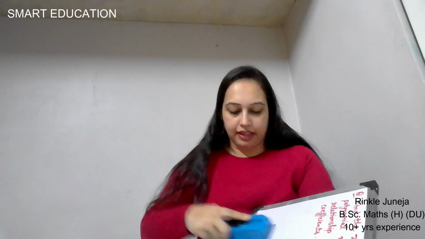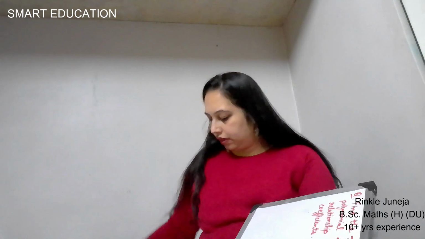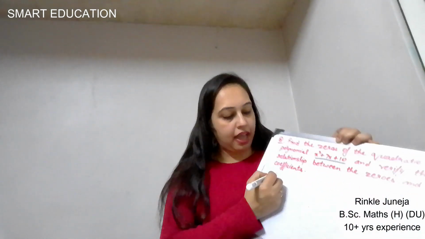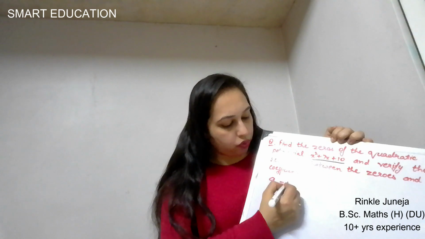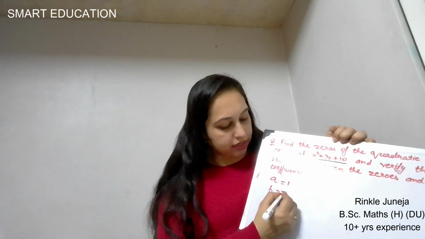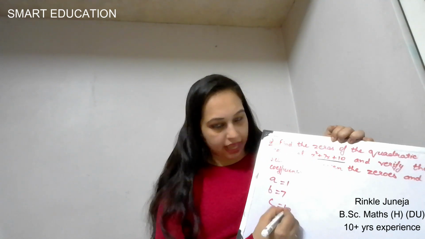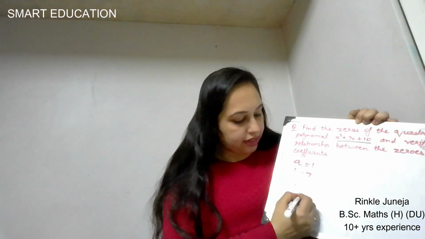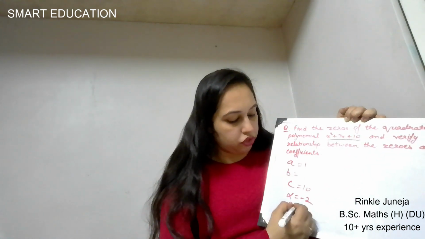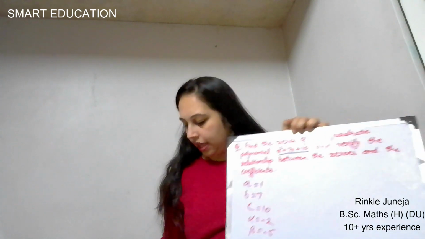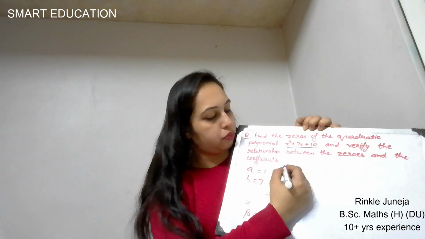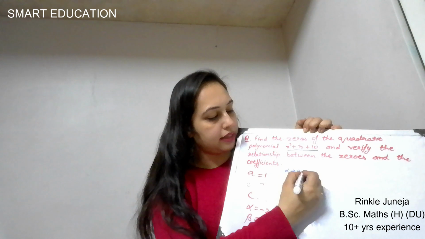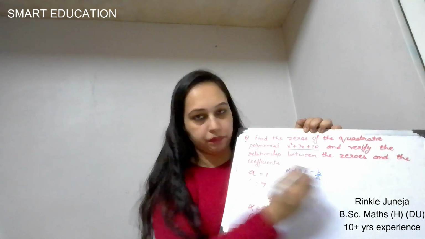Now let's verify the results. First, let's write down what is a, b, c, alpha and beta. So we have a equals 1, b equals 7, c equals 10, alpha is equal to minus 2 and beta equals minus 5. And what do we need to prove? We need to prove firstly alpha plus beta is equal to minus b by a.